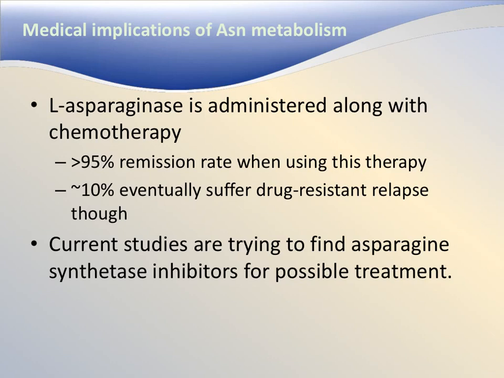And then current studies are looking at asparagine synthetase inhibitors, right? So that's another way. If we limit the amount that your body naturally makes, that can possibly help increase the likelihood of the other types of chemotherapy being successful.